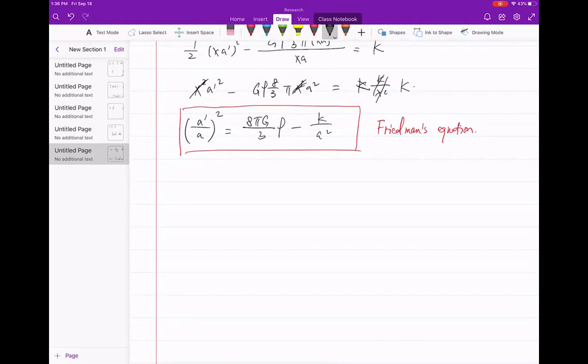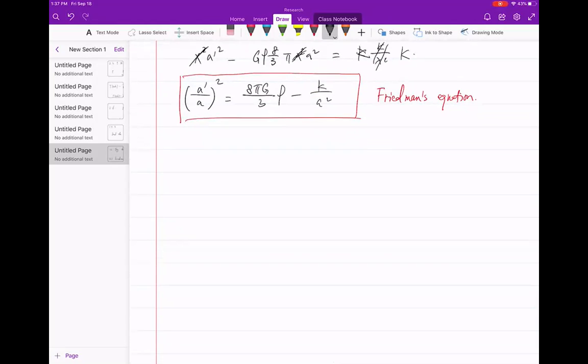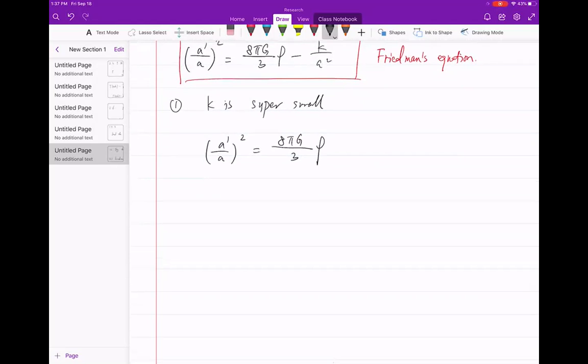Now the beauty is, how do we solve it? Think about it. If we solve it, we will know a(t). If we know a(t), we know how fast the universe is expanding. So first assumption, K is super small. That's the first assumption I make. Not assumption, that's observation actually. So basically we're solving a prime over a squared equals 8 pi G over 3 rho, roughly. This term, we just throw away because it's so small. On the left, you have a prime and a. On the right, you have a constant.